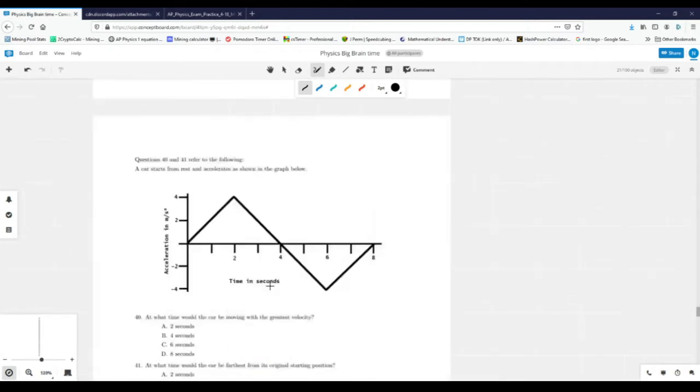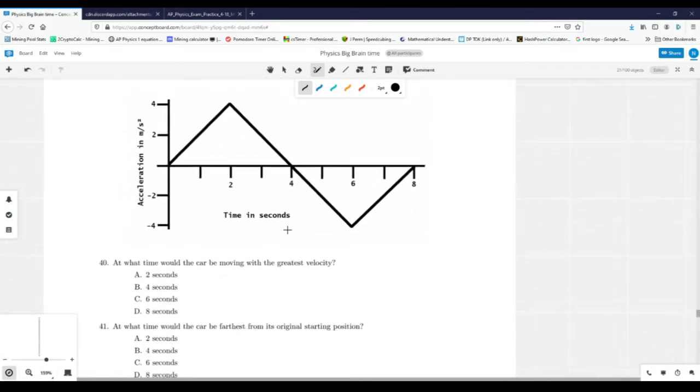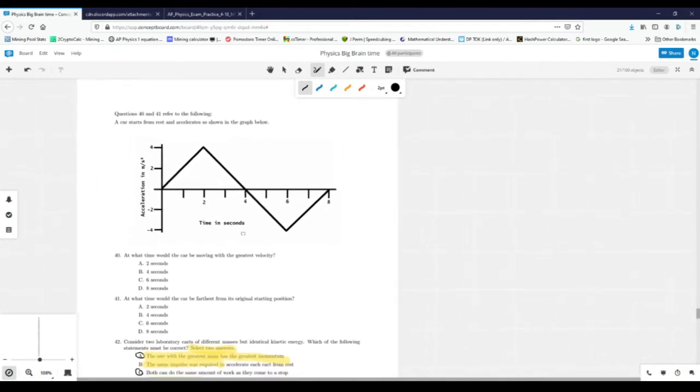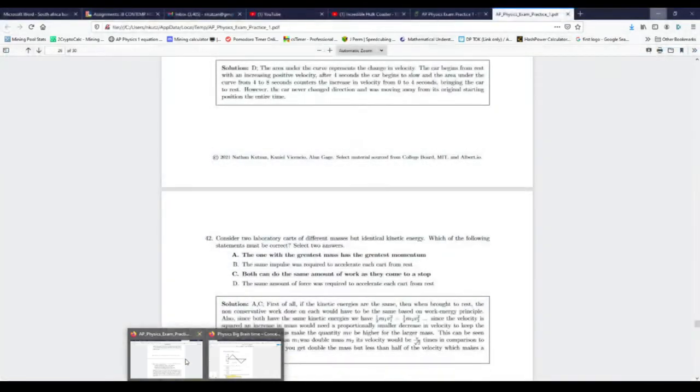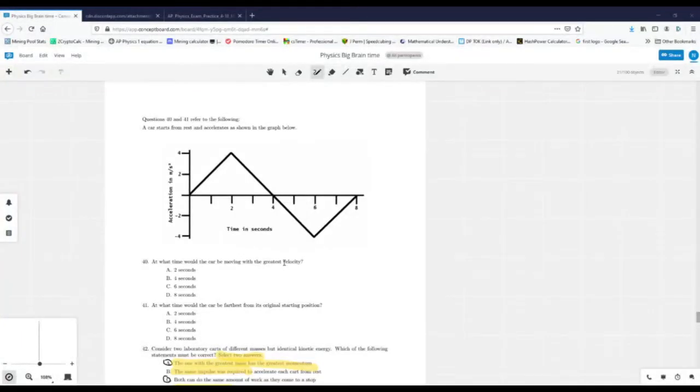Okay, let's do these graph questions here. These two. As always, put your answer in the chat or message it to me. And remember, it's 2 questions. Which question are we looking at? 40 and 41. Could you zoom in a slight bit?